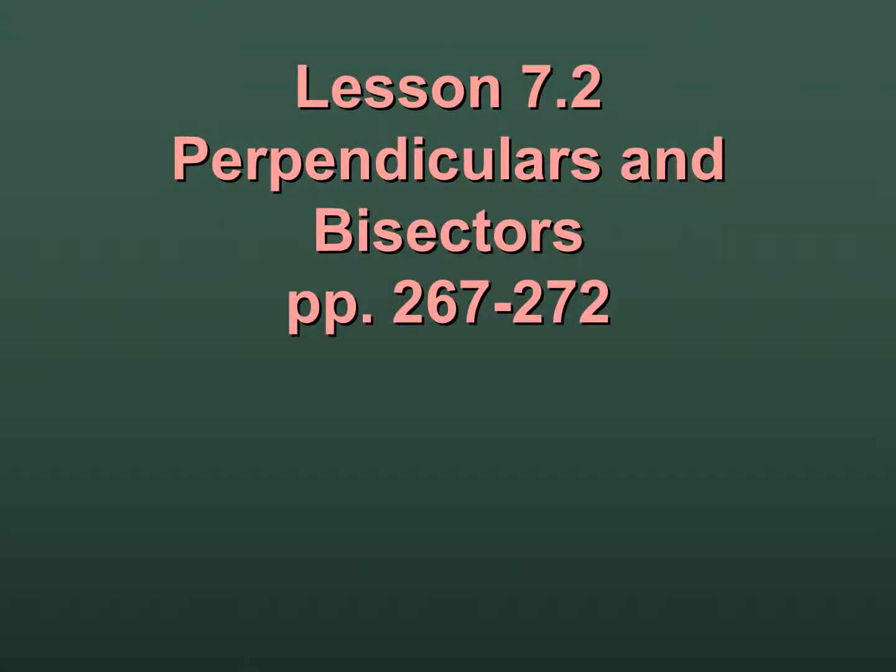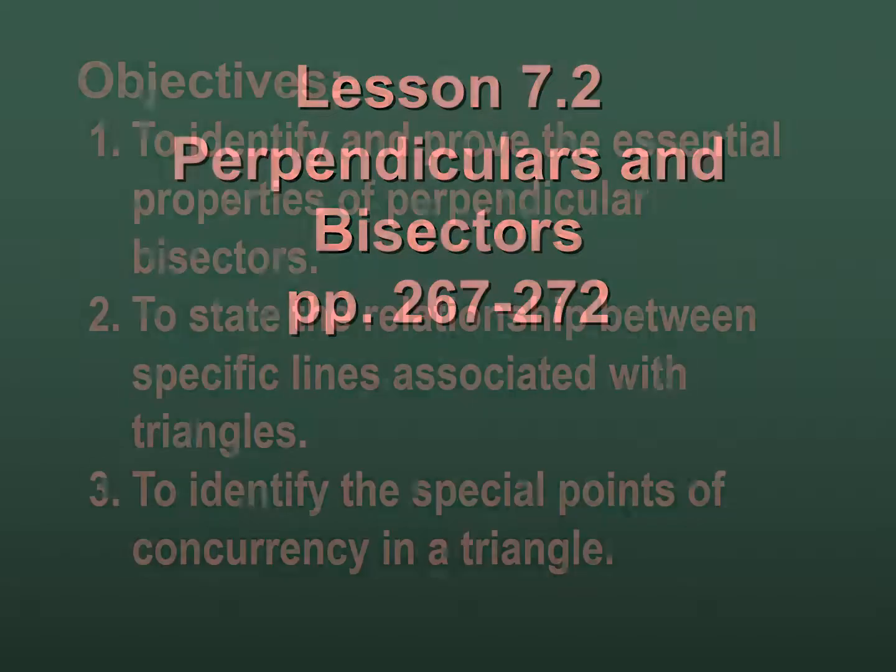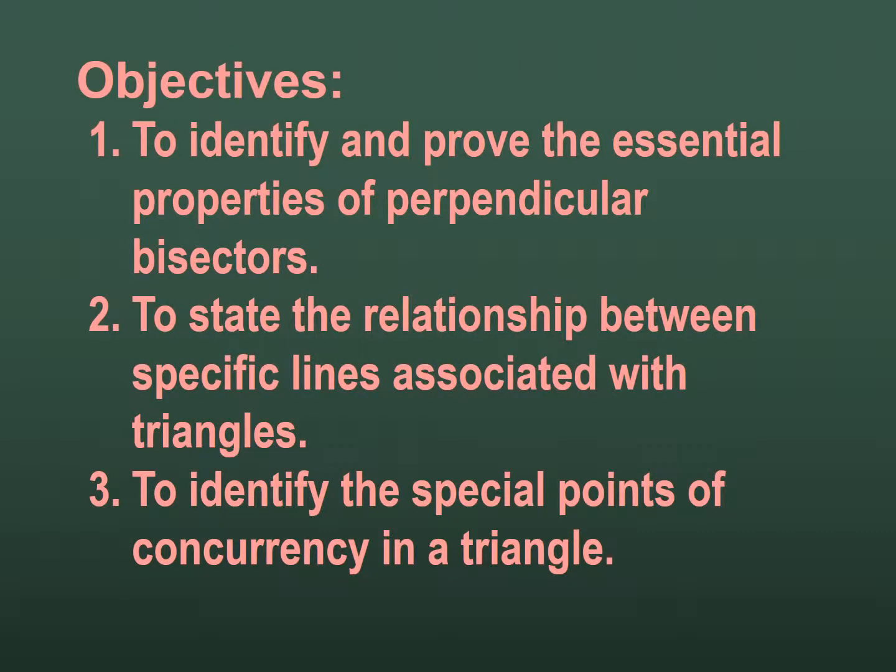Today we're going over perpendiculars and bisectors. So we've already learned what perpendicular means, and we already learned what bisectors are. But what we're going to do is see what those do to our triangles. So we are going to look at some properties that perpendicular bisectors make. We're going to look at some relationships between perpendicular lines and bisector lines, and those relationships with triangles.